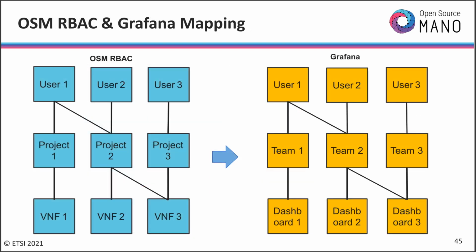And it also supports very complex kinds of relations. For example, one user can be part of multiple projects, and one project can have multiple users. As you see in blue on the left, that is how the RBAC is created. And the same kind of complexity can now be replicated and addressed in Grafana as well, thanks to the multi-tenancy feature, so that users and teams can have a many-to-many relationship.